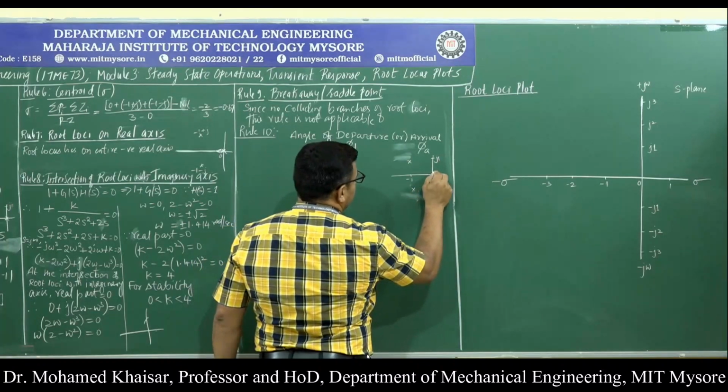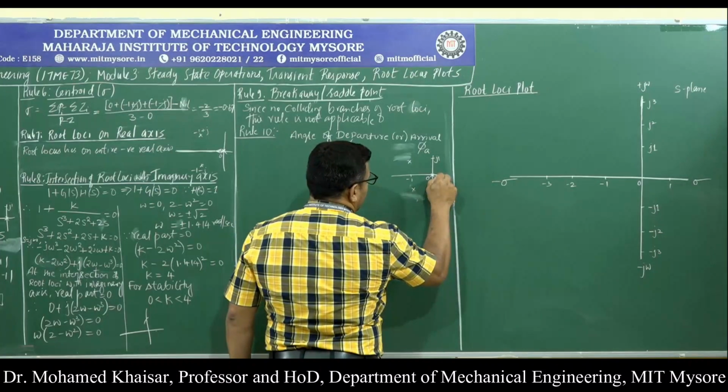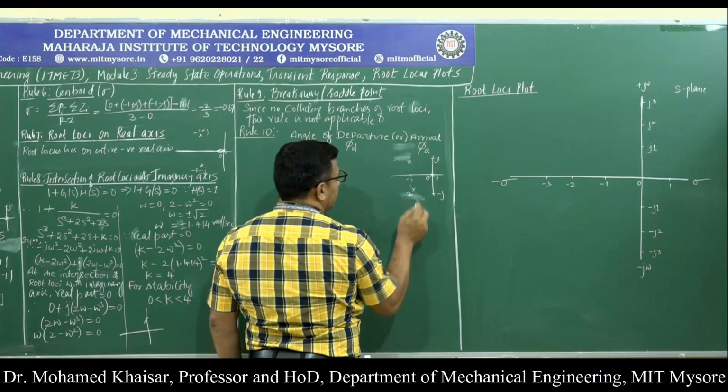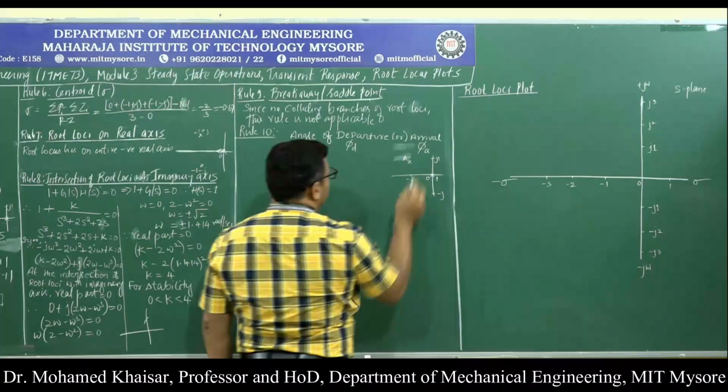So first we will name these poles. There is a pole here at 0. We will name this as pole number 1. We will name this as pole number 2. And we will name this as pole number A.